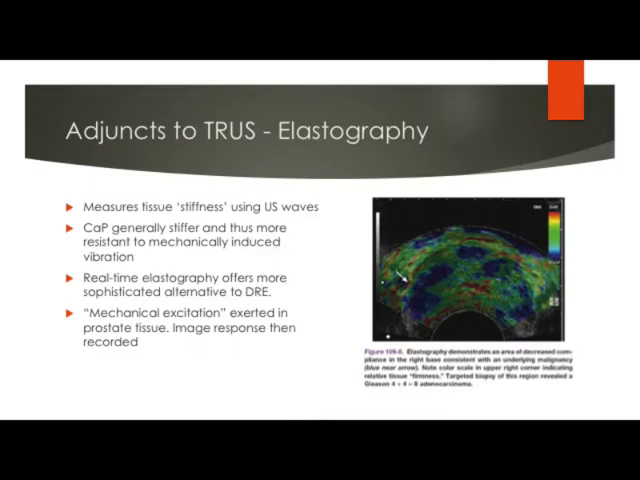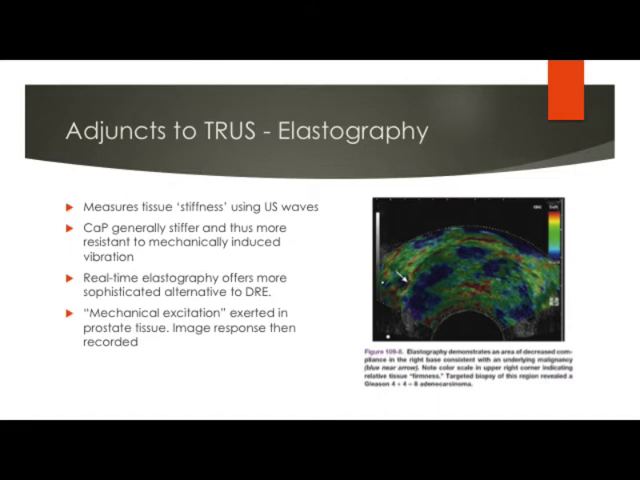So other things that have been used is elastography. And so elastography basically measures the stiffness of the tissue. So with the idea of it being that prostate cancer is generally stiffer than benign tissue. And so if you induce a mechanical vibration, you can get a sort of a map of what's called mechanical excitation, and that's then converted to an image.